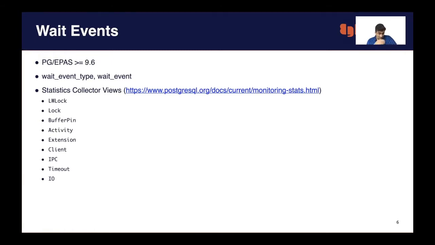Then IPC, where it is waiting for another process to complete a certain operation and activity to happen. Just take an example, your WAL write main or WAL sender main, WAL receiver main, all those stuff goes into Activity. Then comes the IO, where it is writing the data or waiting for the writing of the data.